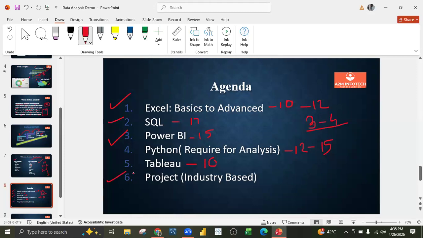In this project, the data is based on the industry only, like how industry works on the data. And then we'll be taking the mock interviews also. After the mock interviews, we'll be ready for the jobs.